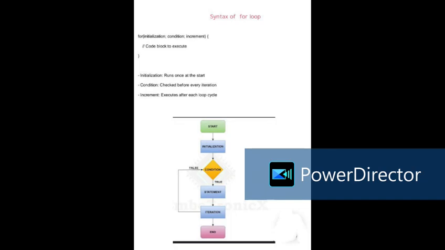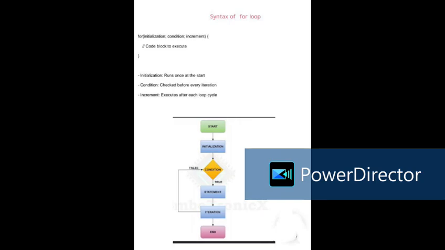Syntax of for loop. The for loop is a powerful and commonly used looping construct in C. Its syntax is clean and straightforward: initialization, condition, increment. Let's break it down. The initialization step is where you declare and initialize your loop control variable. Next comes the condition, which is evaluated before every iteration. If the condition is true, the code block executes. Finally, the increment statement updates the control variable after each iteration. All three parts are placed in the parentheses and separated by semicolons.